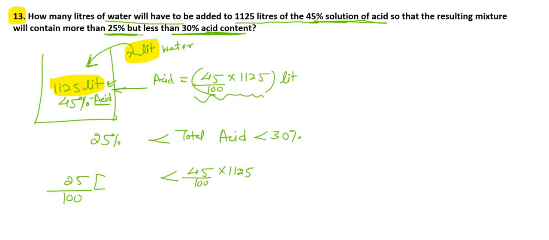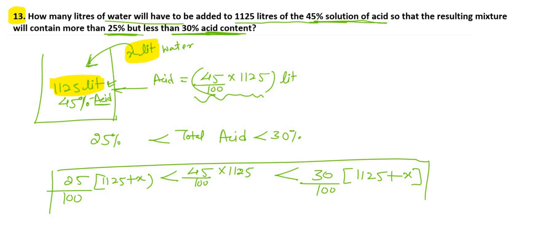Okay, so it will be 1125 plus x, its 25%, and less than 30% of the total mixture, which is 1125 plus x. So this is the inequality that we are supposed to solve. So the equation, I hope it is clear. Now we will simplify it. So we have to calculate the suitable value of x.